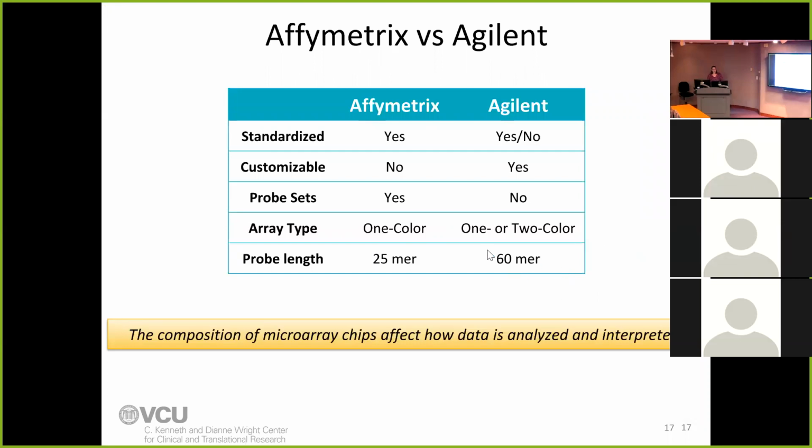Also, Agilent actually has a longer probe, so they're 60 bases long, not base pairs. So you're able to find more unique targeting of your genes of interest with that longer probe. So the overall message is just know the composition of what technology your data was based off of, so that you can use that to either help analyze your data or help figure out and problem solve any oddities that come up in your analysis.